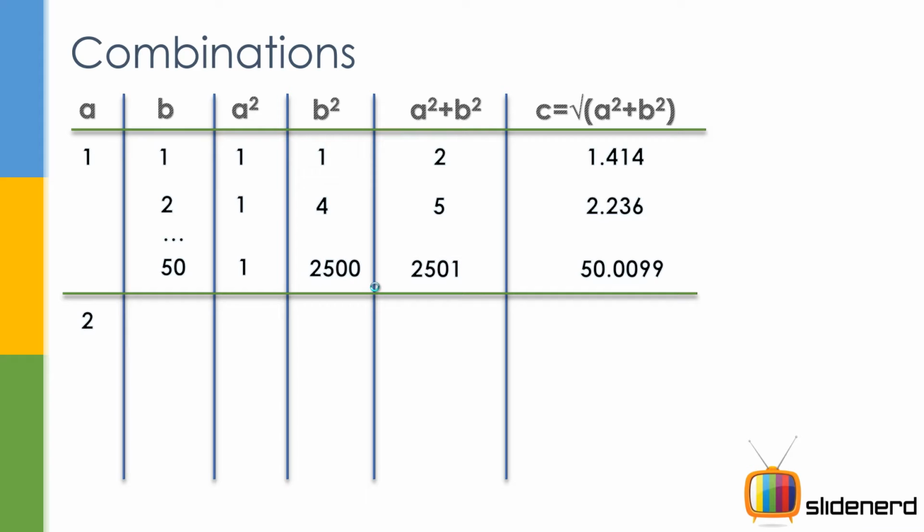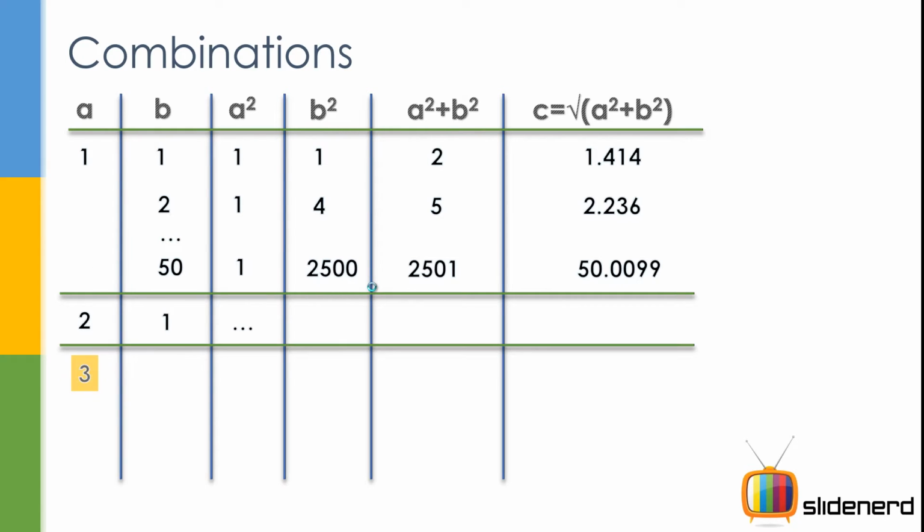Now let's take A as 2. Again, for B you go from 1 to 50, right? And ultimately what happens is this: when you come to a specific value of A as 3 and B as 4, this is what happens. A square is 9, B square is 16, A square plus B square is 25, and bam, look at that. Root of 25 is 5. That means 3, 4, 5 are Pythagorean triplets, right?